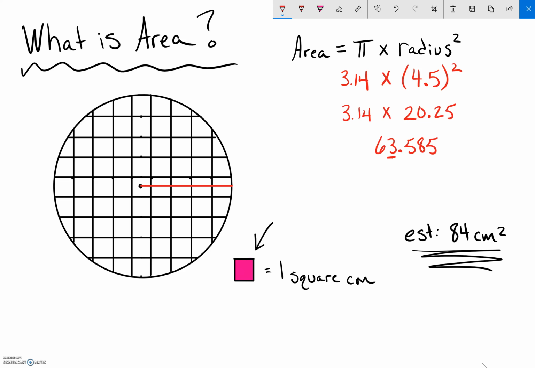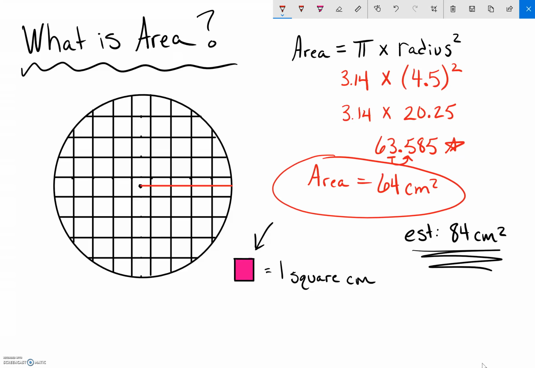So we're going to round it to the ones place. And our area, this is the exact answer. I'm going to round it to 64. And so there are 64 square centimeters within this circle.